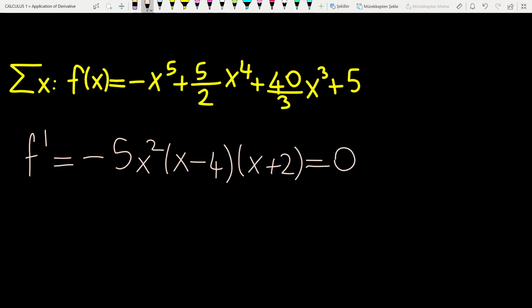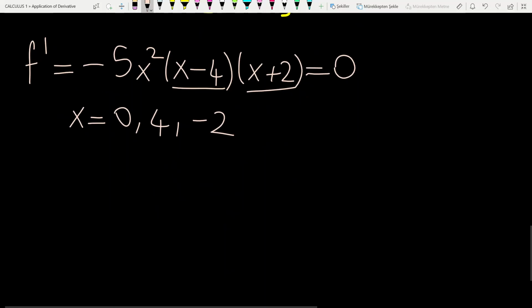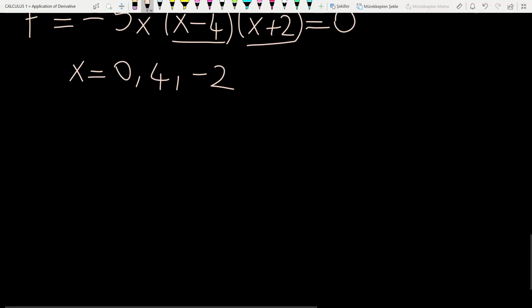When you set it equal to 0, you see that you have three critical points, right? The first one is 0, the second one from here is 4, and the third one from here is minus 2. At these critical points, f prime becomes 0, right? So the first step is to find the critical points.